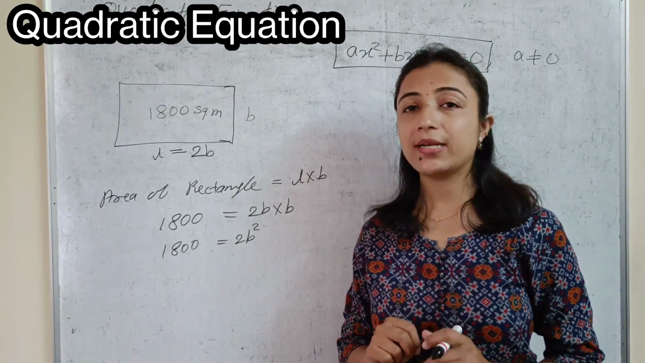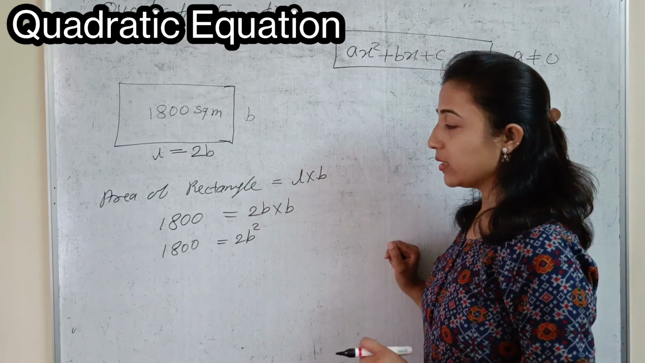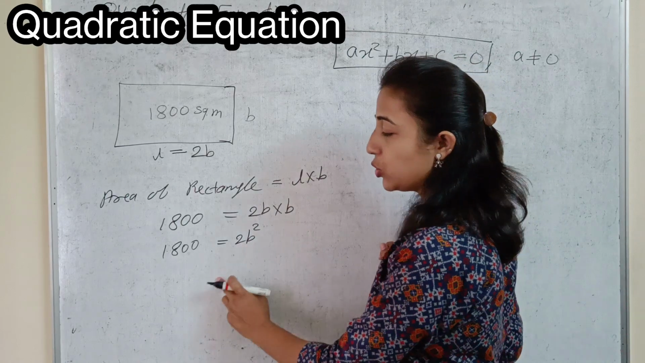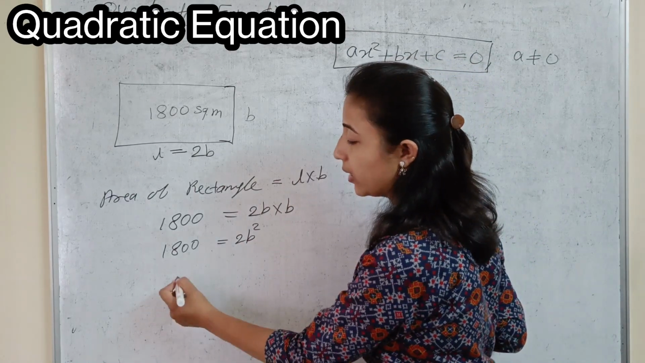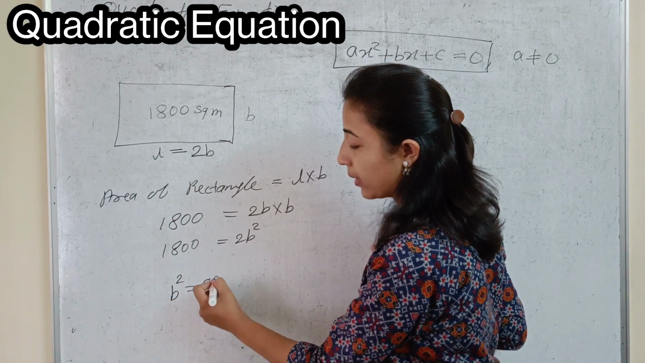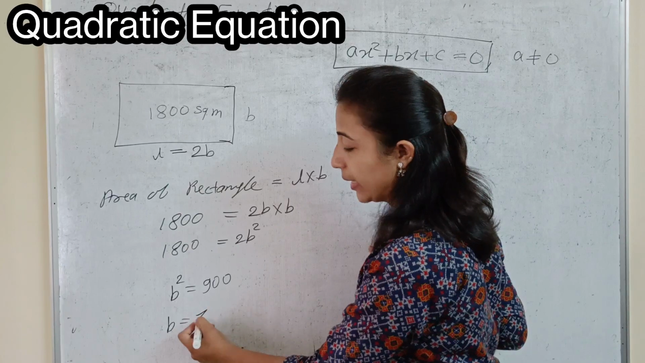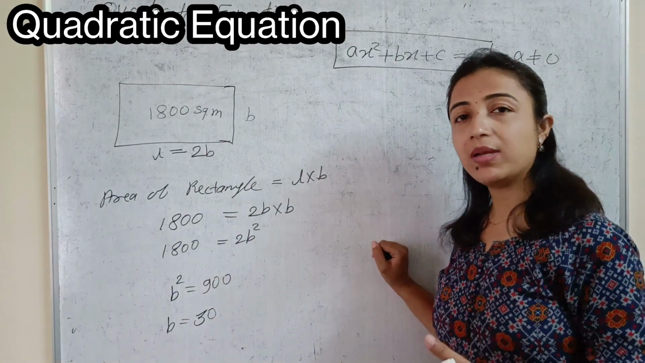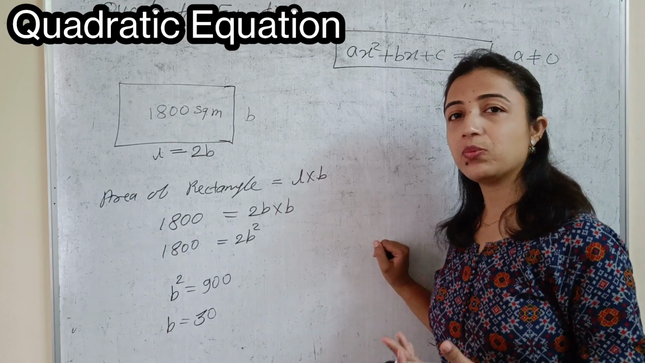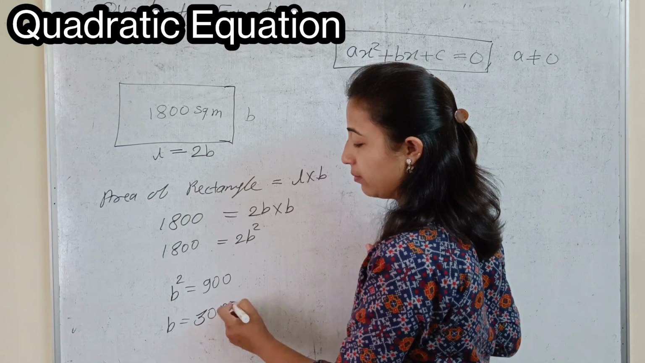So in this way you get a real-life problem which contains a quadratic equation. Now how to solve this equation? Simply, if we shift this 2, since it is in multiplication, shifting will be division. So B square equals 900. That means B equals, taking the root of 900, plus or minus 30. But we know that the width is always positive. Length is always written as a positive number.